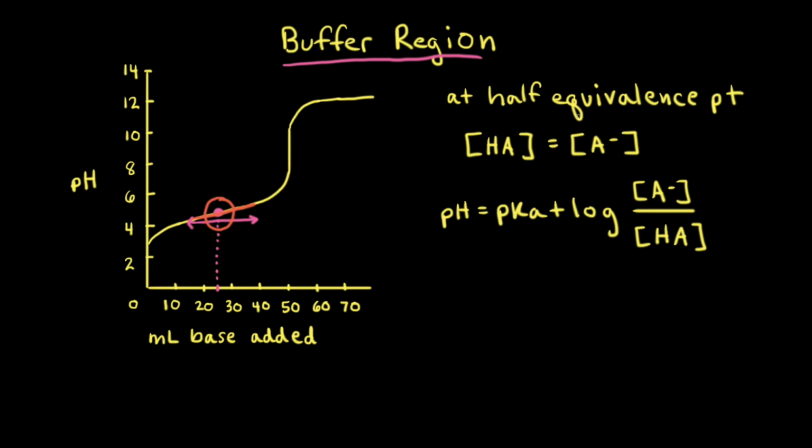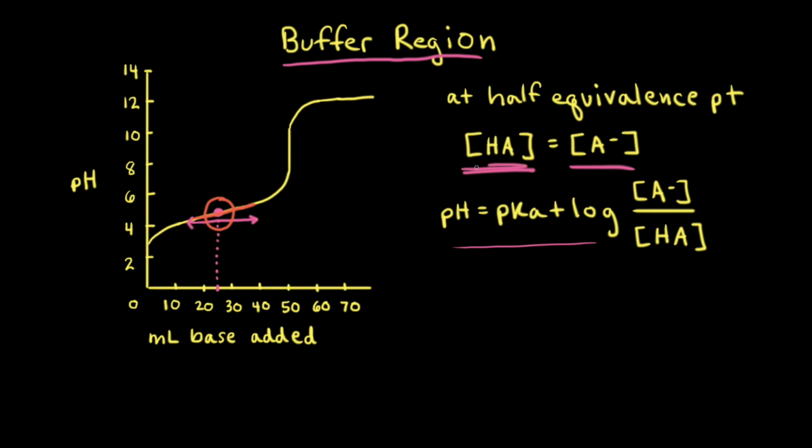We can calculate the pH at the half equivalence point because we know at the half equivalence point, half of the initial acid that was present has been neutralized and turned into the conjugate base. Therefore, at the half equivalence point, the concentration of weak acid is equal to the concentration of the conjugate base. We can use the Henderson-Hasselbalch equation to find the pH.